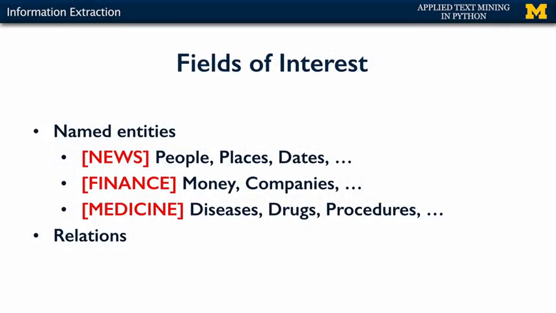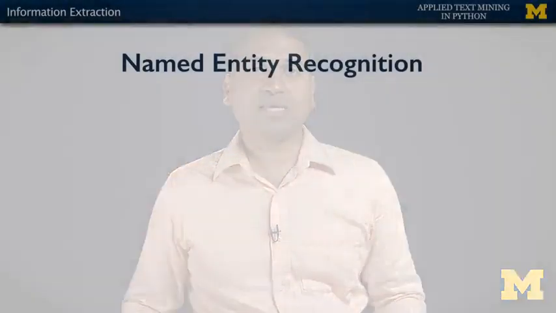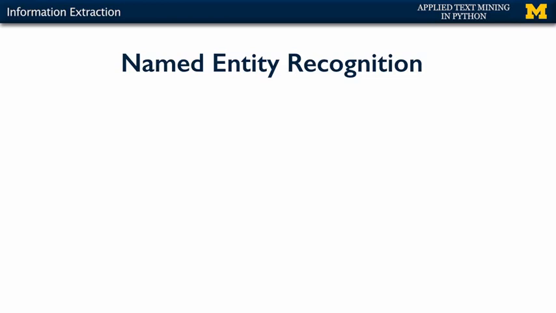Once you have understood what named entities are, the next is relations. Relations are basically what happened to who, when, where, and so on. So again, here, even though the particular pieces of information are named entities, so who is basically a person or an organization, when is a particular time or a date, where is a place, but it also has this relationship between these named entities to get meaningful semantics out of it. So let's take these two examples in more detail and see what that means.